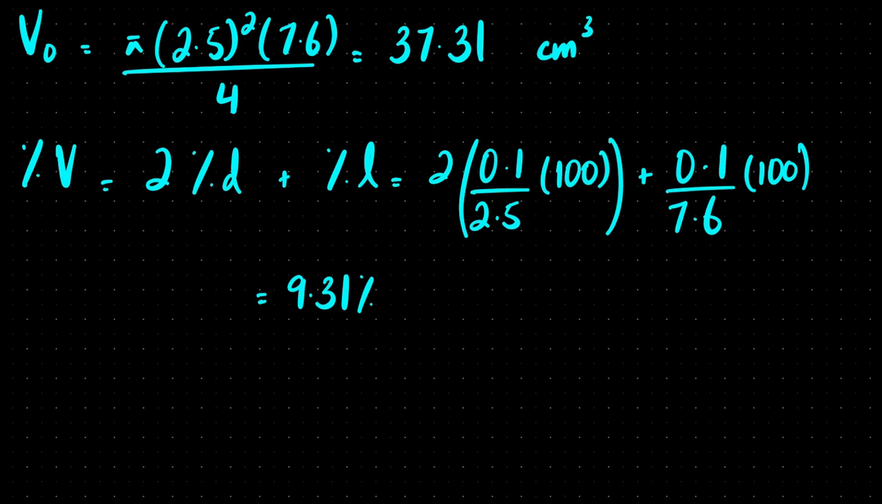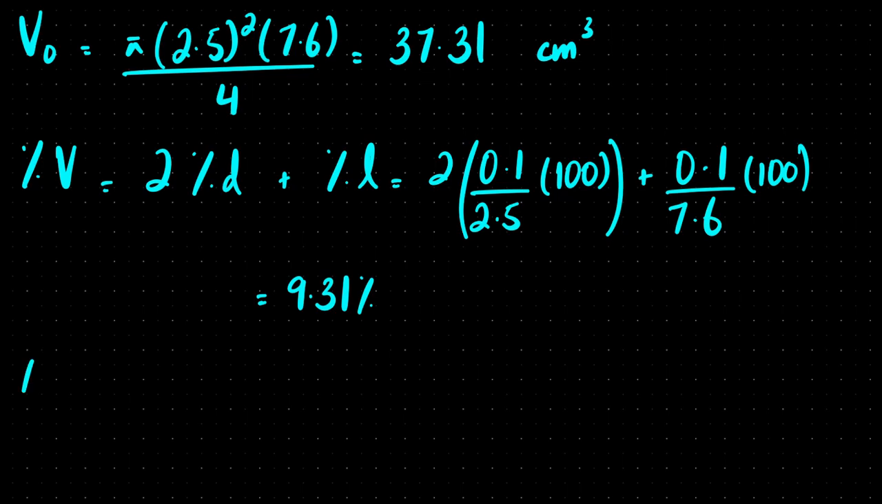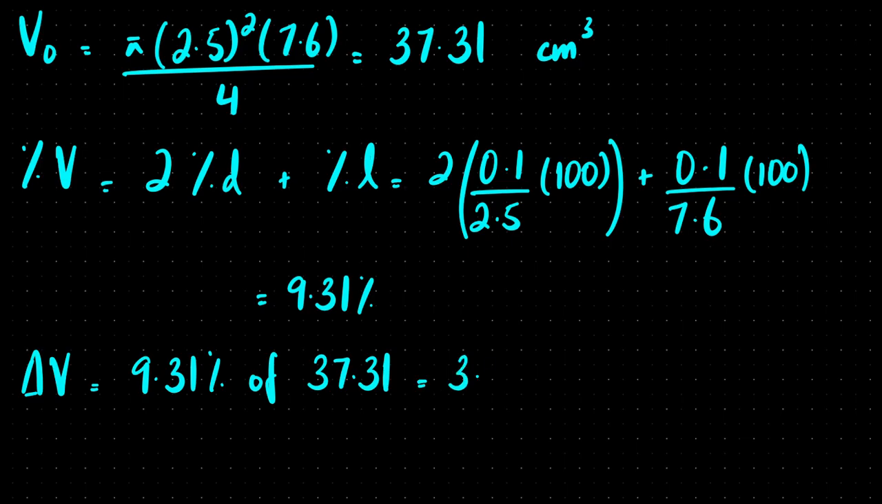This is the percentage uncertainty. So to find the actual absolute uncertainty, you'll just take this percentage of the actual value. So 9.31% of that 37.31. This was 9.32 actually, and this turns out to be 3.48.